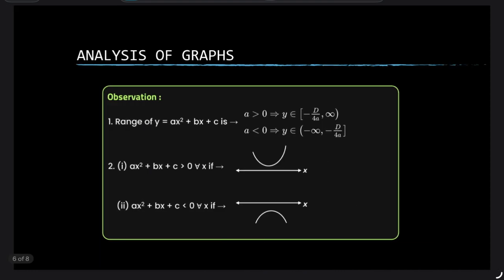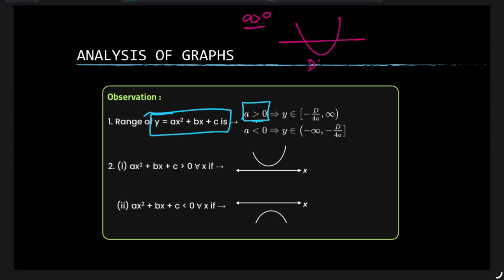Now just one observation. Check out the first point, range of the quadratic. Range means the output. A greater than 0 means the graph will be upwards. A greater than 0, the graph will look like this if d is greater than 0, if d is equal to 0, and like this if d is less than 0. If I am asking about the range, can I say the range will always be minimum to maximum? And if we see all these three graphs, what can we see? That the minimum we are always getting here.